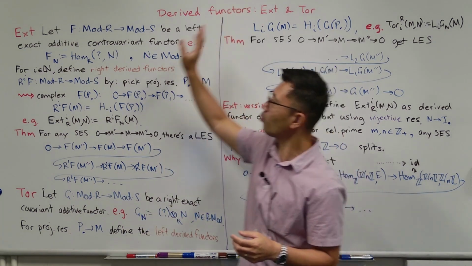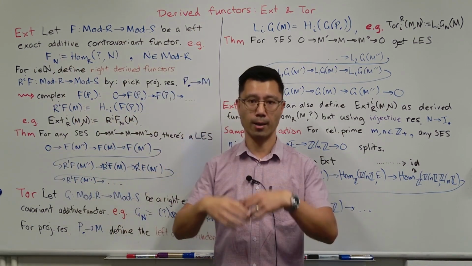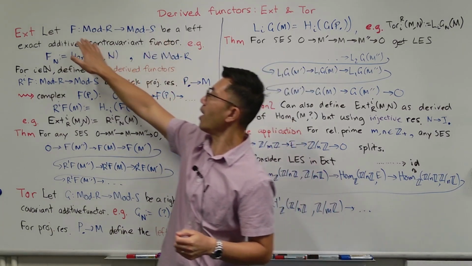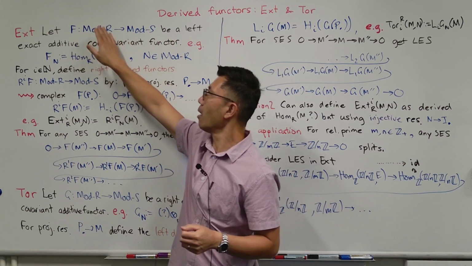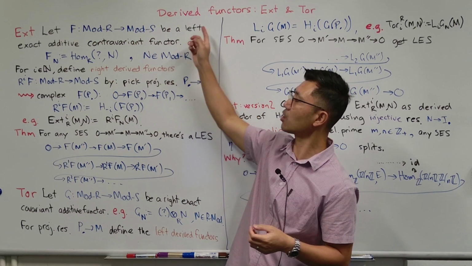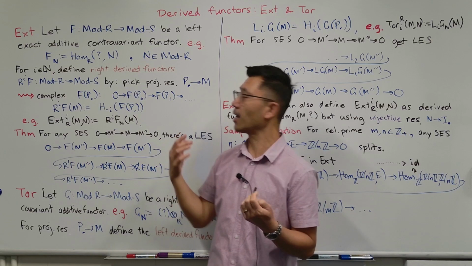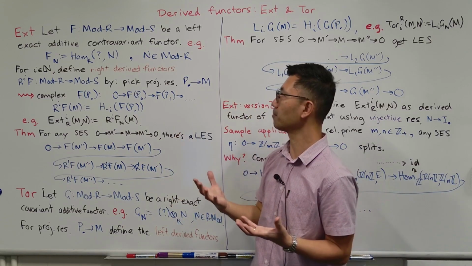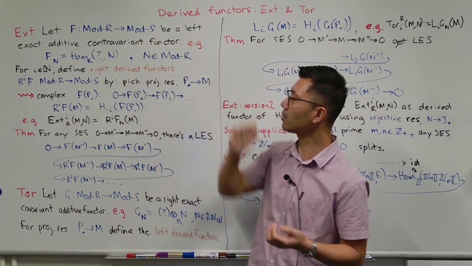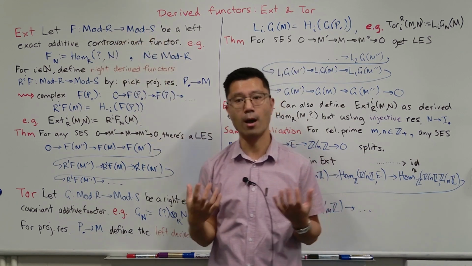So to start with, I want to look at the Ext functor, but in greater generality. So not just for abelian groups or Z modules. Here we're going to consider, more generally, F to be any functor from the category of R modules to the category of S modules, and we're going to assume that it's left exact, additive, and contravariant. So this is very much like the situation of duality. A simple example of such a left exact, additive, contravariant functor is of course the dual, where you hom into Z. That's the dual for abelian groups.